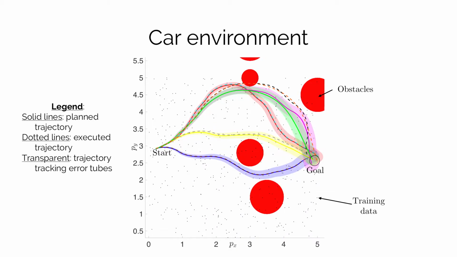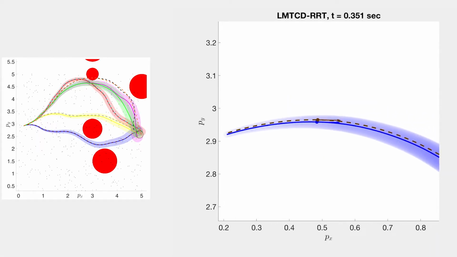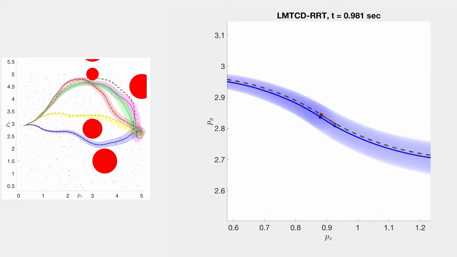We first show our results on the car. Given training data, a subsampling of which is displayed here as black dots, we apply our approach to plan from the start to the goal in this figure. The legend here also applies to the following animations. This is the result using our method, LMTCD-RRT.